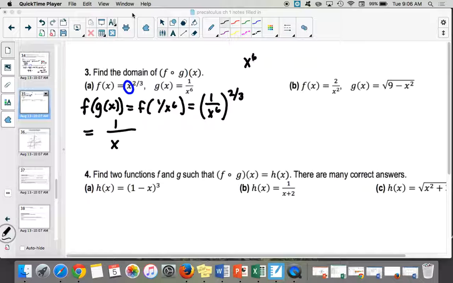What do I get when I do x to the 6th raised to the 2/3? Any ideas? X to the multiplied powers, 12 over 3, right? So 4. Do you guys see it? Because you're going to have like 6 over 1 raised to the 2 over 3. So you multiply 6 over 1 times 2/3 and get 12 over 3, which is 4. So we're going to have 1 over x to the 4th.